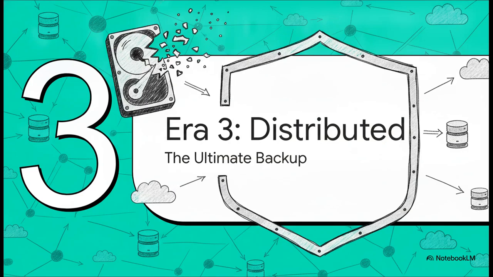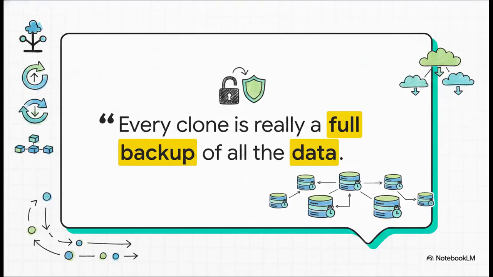Which leads us directly to Era 3, Distributed Version Control Systems, the ultimate backup. To address that massive vulnerability, that frankly terrifying risk of losing everything because of one bad hard drive, tools like Git, Mercurial, and Darcs completely rethought the architecture. I want you to read this quote directly from the source material, because it really is the defining philosophy of modern version control. Every clone is really a full backup of all the data.